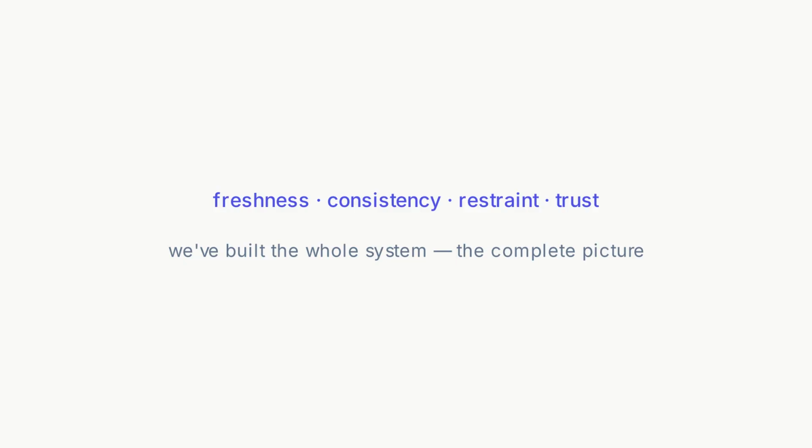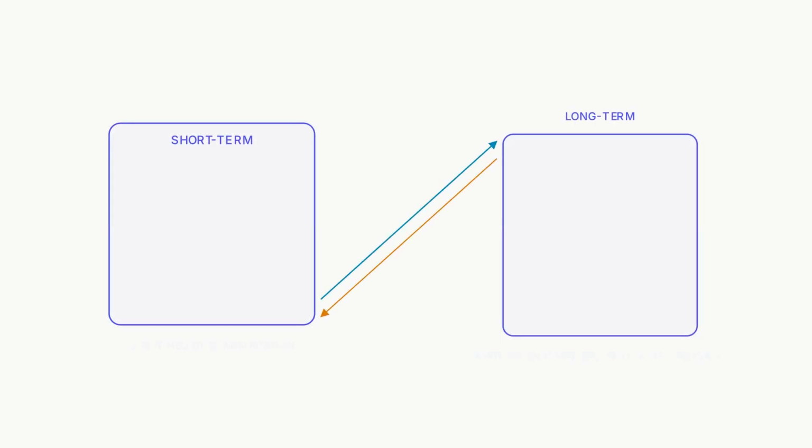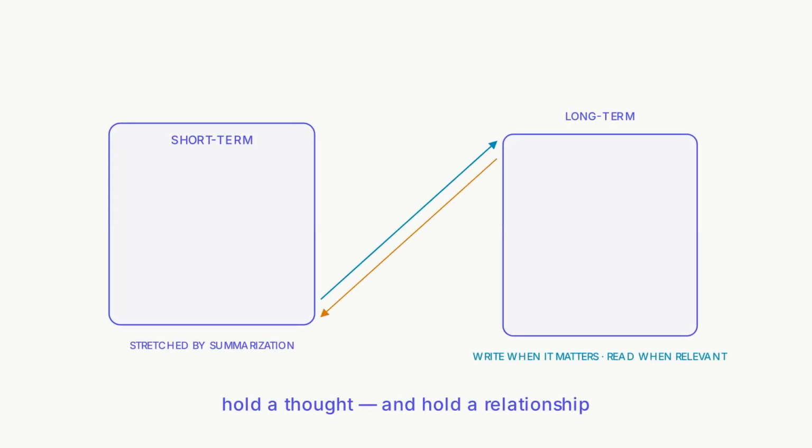We've built the whole system. Let's step back and see the complete picture. So here's memory whole. Short term, the context window holding the here and now, stretched by summarization. And long term, a store outside the model, written to when something matters and read from when it becomes relevant again. Systems working together, so an agent can hold a thought and hold a relationship.